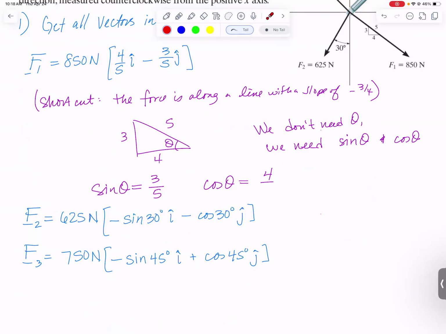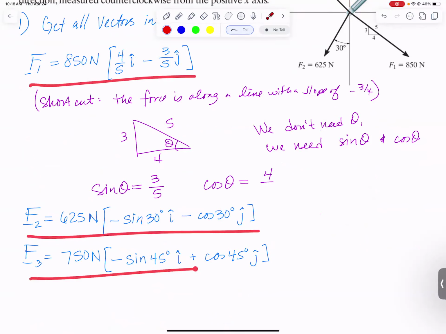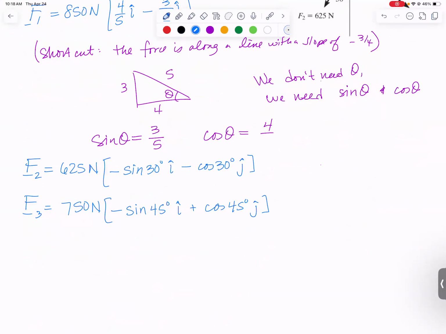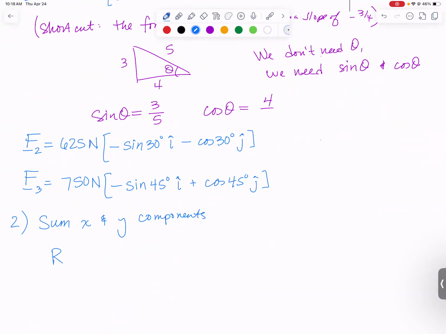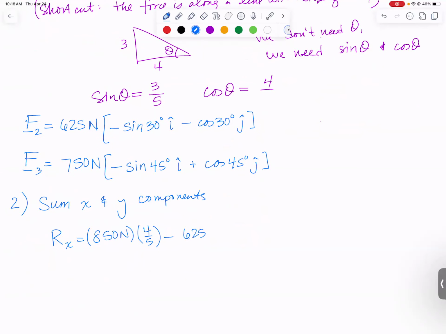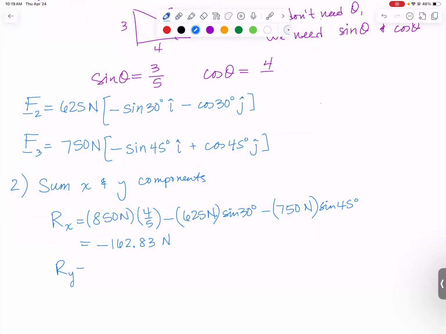So that's our first step. We got all of our vectors, 1, 2, and 3, into Cartesian components. Next step is to find the resultant. Sum the x and y components. The resultant x force is going to be the 850 newtons times 4/5 minus the 625 newtons times the sine of 30 minus the 750 newtons times the sine of 45. If you multiply that all out and add it, you end up with minus 162.83 newtons.